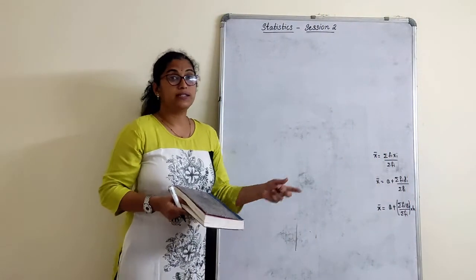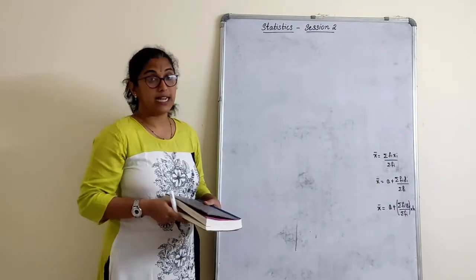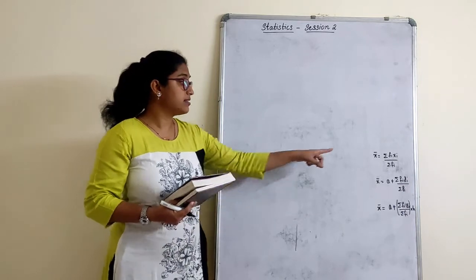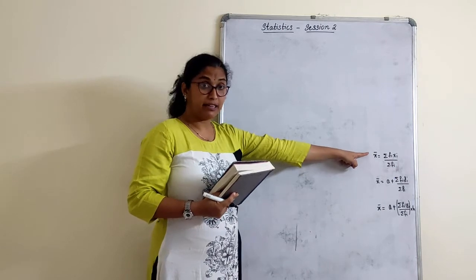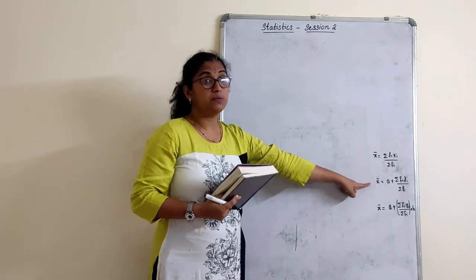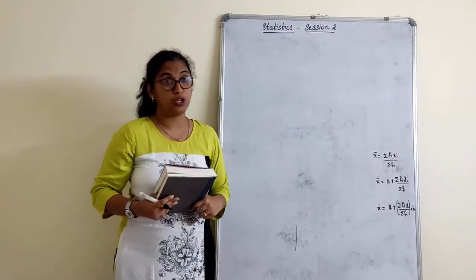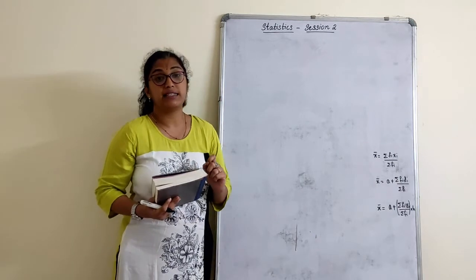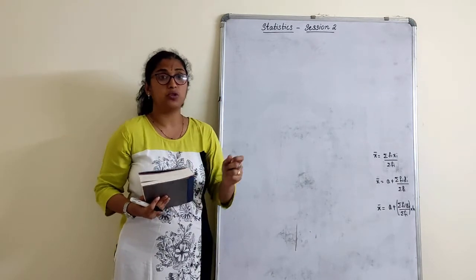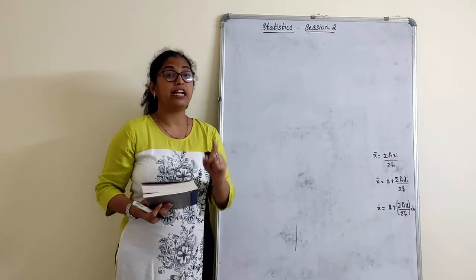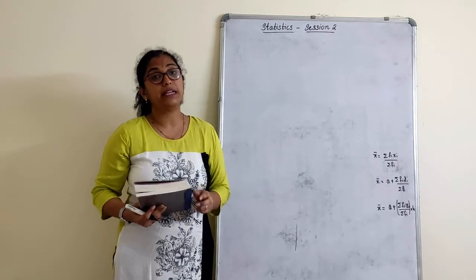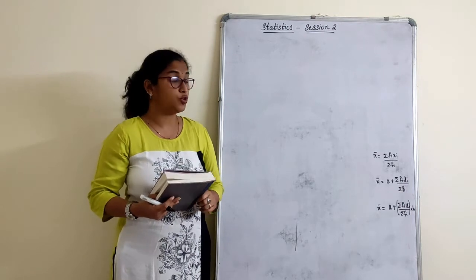Good morning. We'll start session 2 on chapter statistics. As we discussed, there are three formulas to calculate the mean: the direct method, the assumed mean method, and the step deviation method. Usually in the exam, sometimes they ask you to do it by a particular method, or a sum is given and you have to choose an appropriate method to find it. So it is left to you.